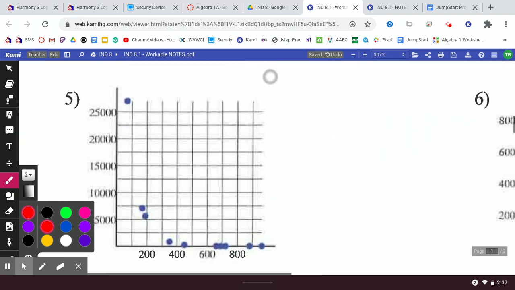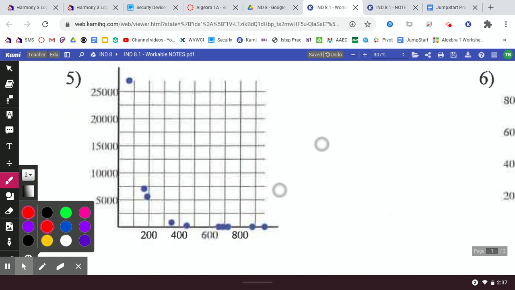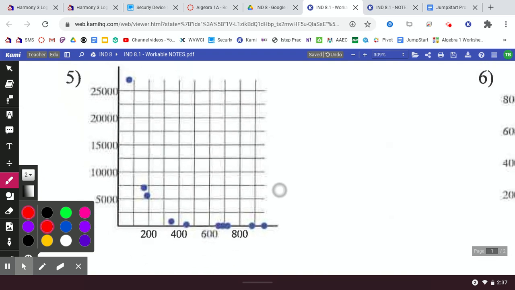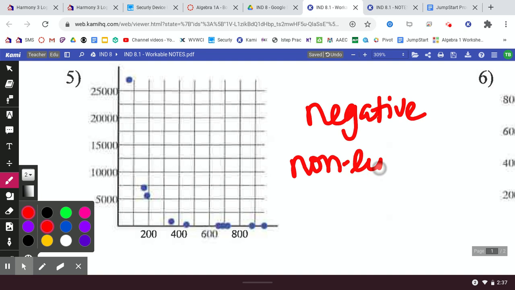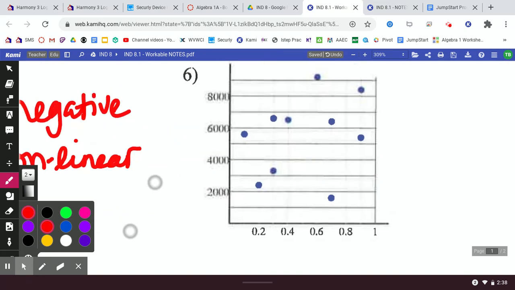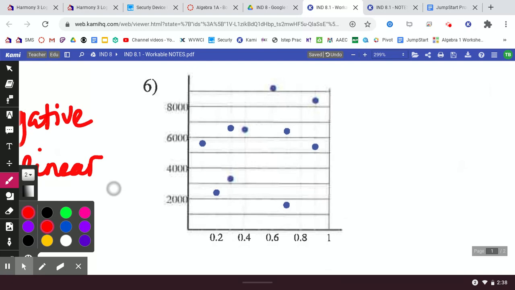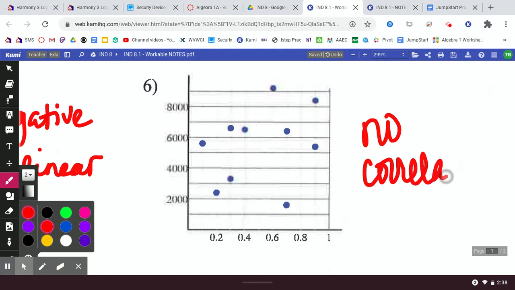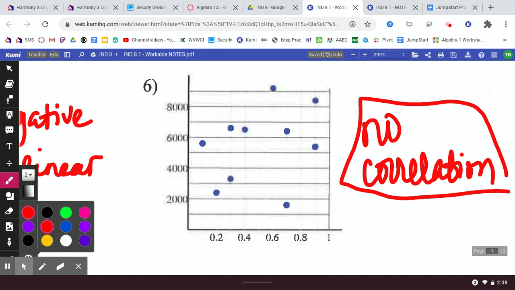Number 5, Marcus. Is there correlation? Yes, there definitely is a pattern. Addison, is it positive or negative? Negative, because it runs downhill. Good. And Tyler, is it linear or nonlinear? So I'm done. Okay. Number 6, Ty. Correlation or no? So what's next? That's it. That's my answer. If it's no correlation, you just stop.